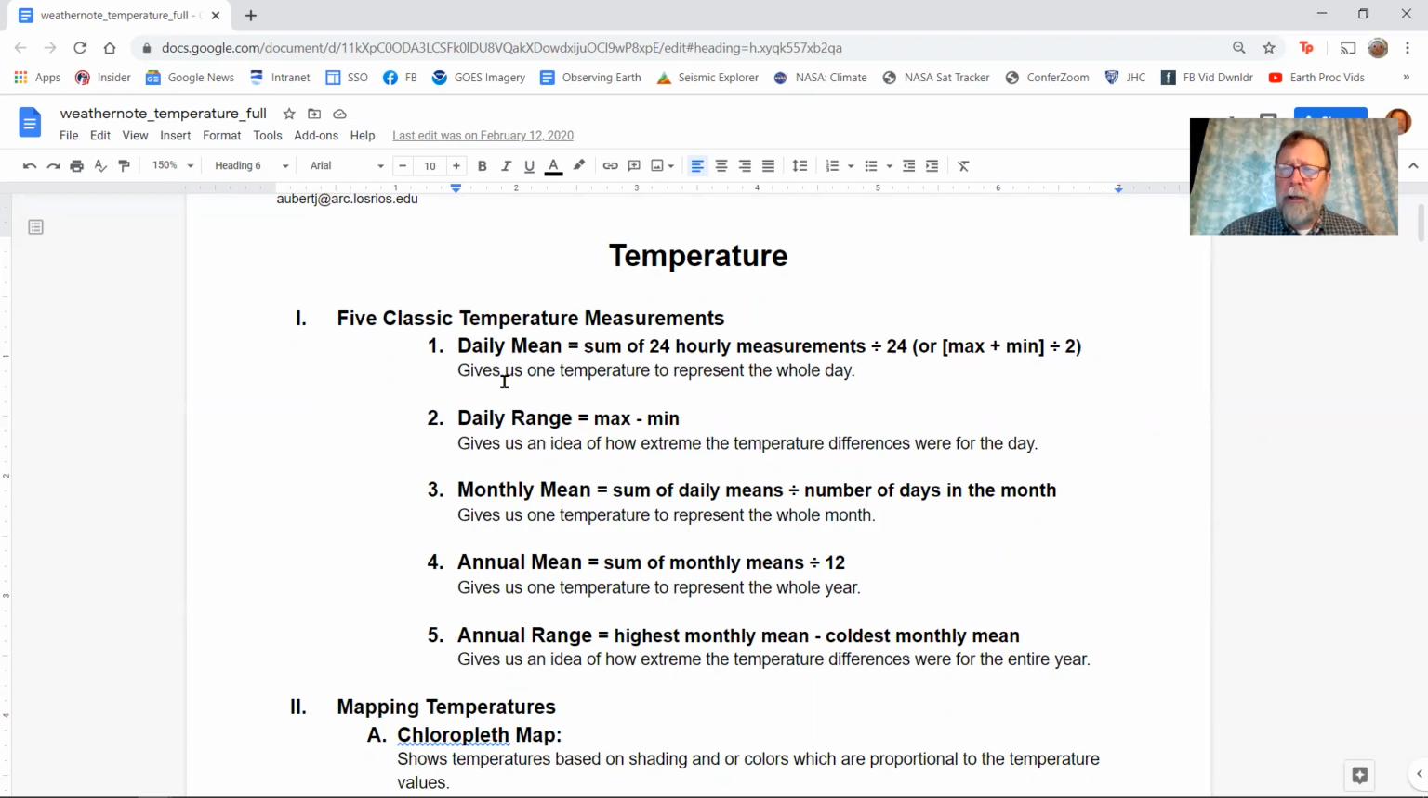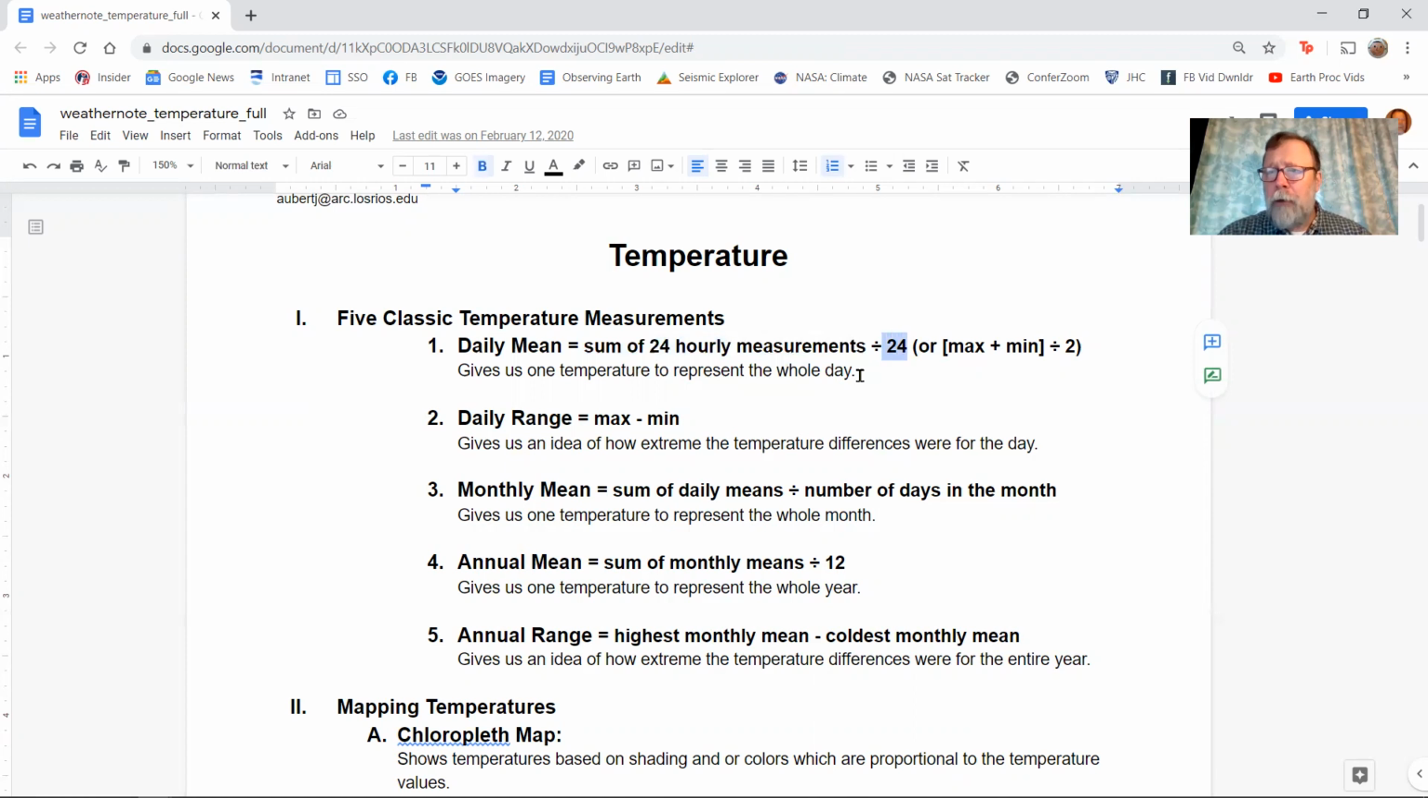If you say, what's the temperature today? Well, the temperature is going to change during the entire day. You might say, what's the high for the day? You might say, what's the low? The mean is really the average temperature for the entire day. And it can be taken once per hour and then have an average taken. So you would add up 24 measurements and divide by 24.